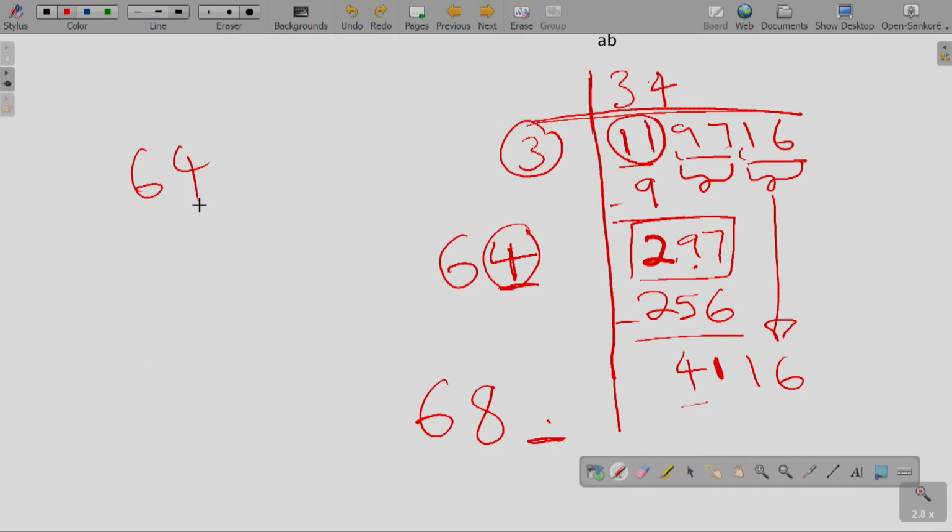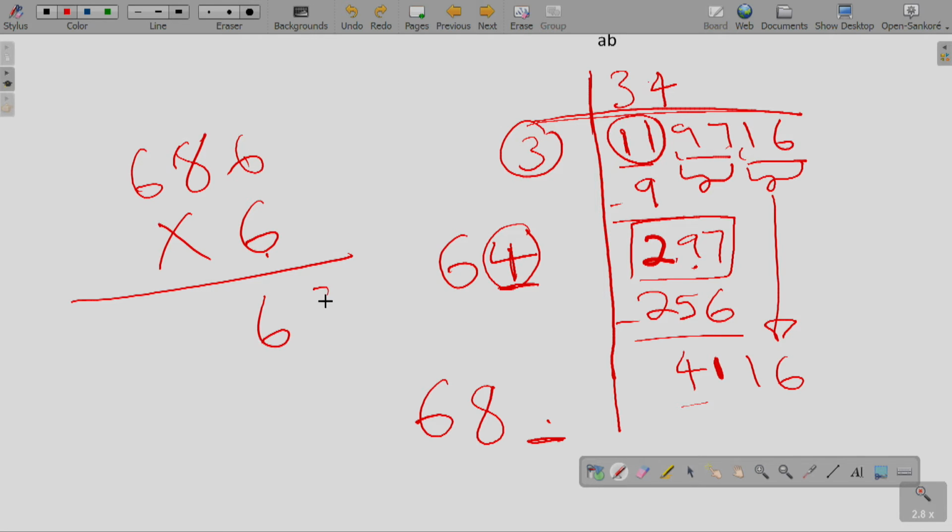So let's try another number. Here I have 68. If I put, let's say, 6 times 6, 36. 6 times 8 is 48, and this one is 51. 6 times 6 is equal to 36, and this one is 41. So it gives the same answer. So here I put 6, and here I put 6.